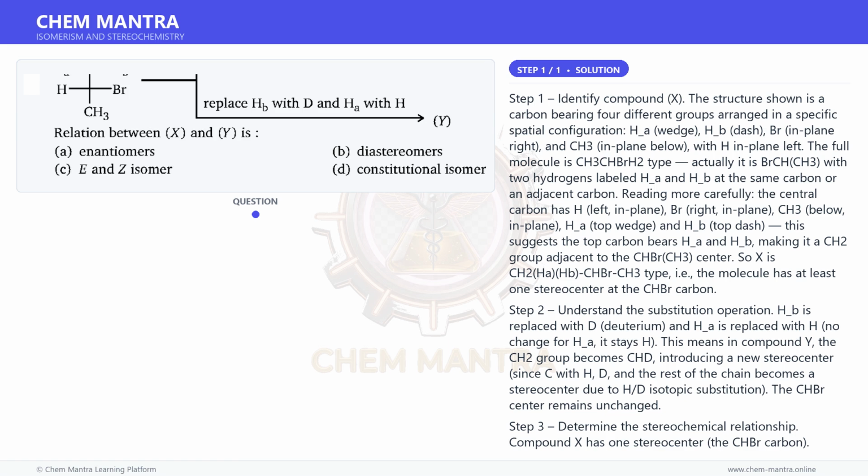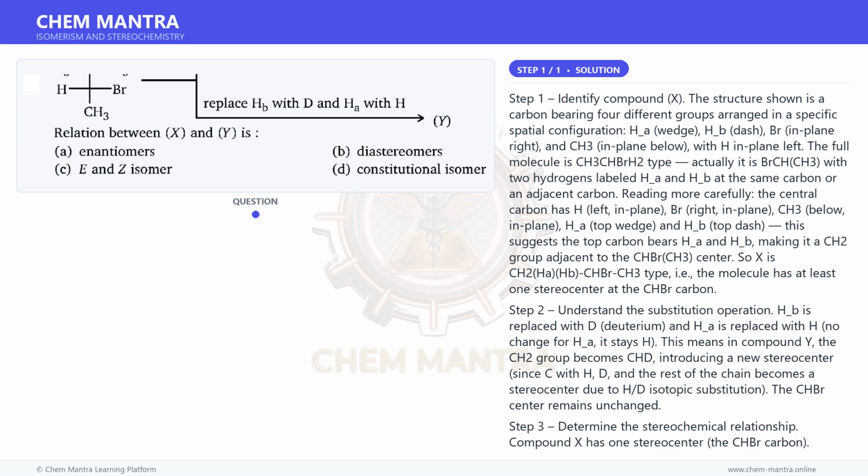CH3CHBrH2 type, actually it is BrCH, CH3, with 2 hydrogens labeled H_A and H_B at the same carbon or an adjacent carbon. Reading more carefully, the central carbon has H, left, in plane, Br, right, in plane, CH3, below, in plane, H_A, top wedge, and H_B, top dash.